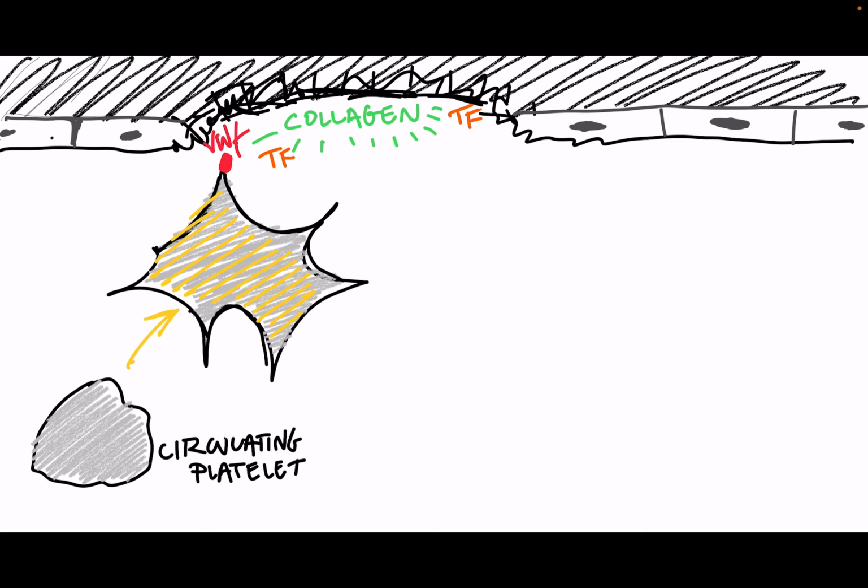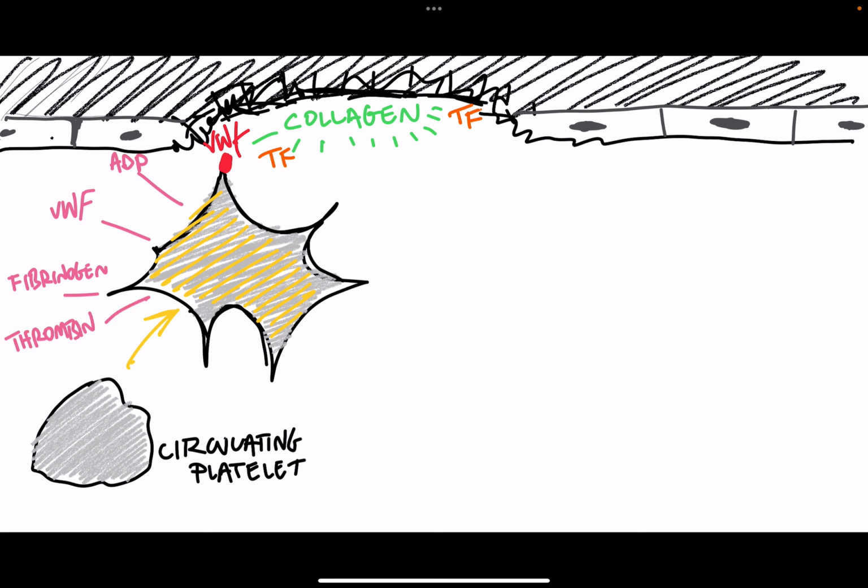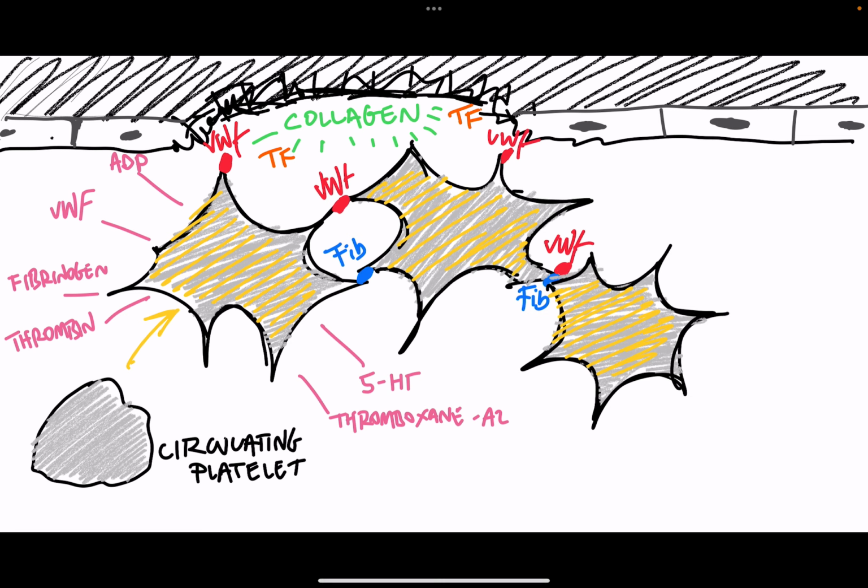The tissue factor in turn will activate these platelets, which will then start to release their own modulators like fibrinogen, more von Willebrand factor, ADP, which helps to bind more platelets, thrombin, serotonin, thromboxane A2, these can help with more vasoconstriction. And so there's this cascade of platelet aggregation, and they bind together through fibrinogen and von Willebrand factor.